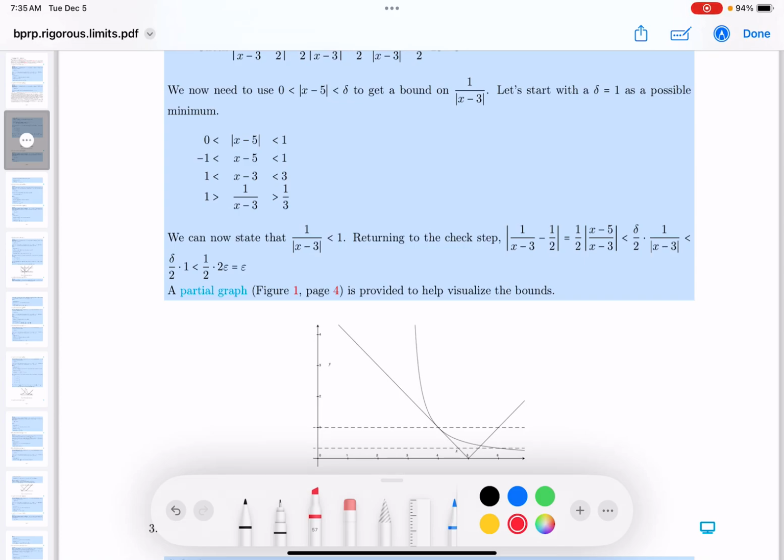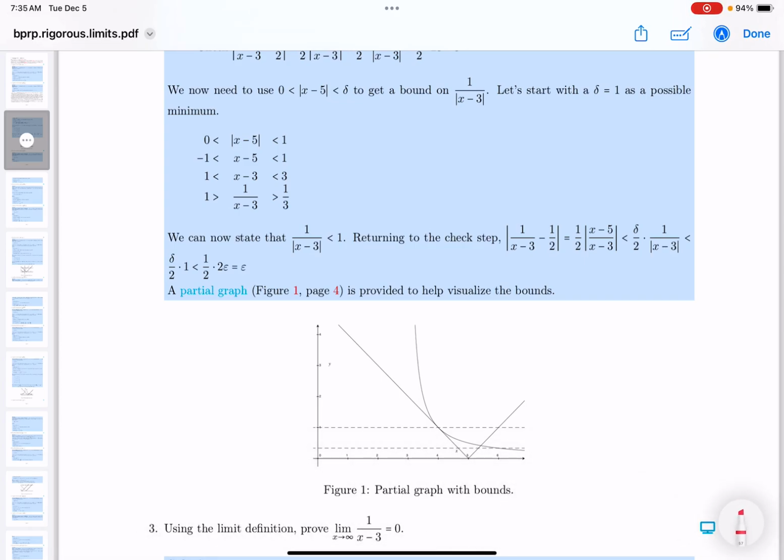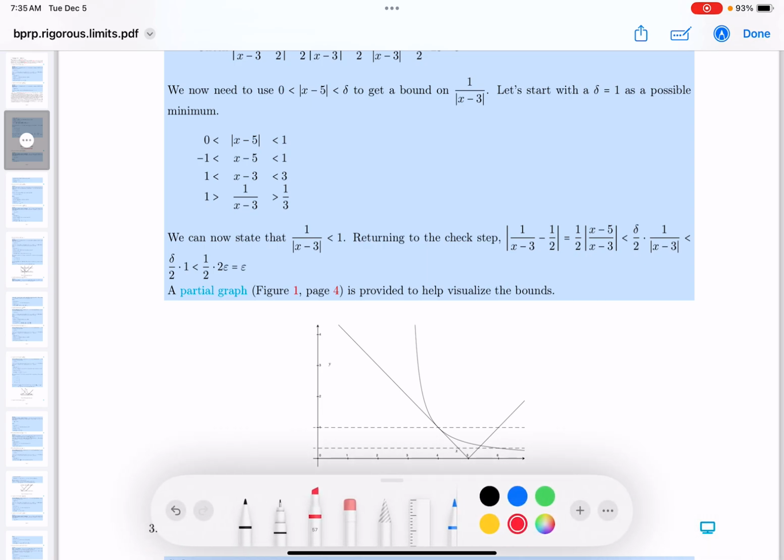Okay, I want to go through the visual of what I have over here, the partial graph with bounds, and we'll talk about that, all right? So the one thing I put down is I graphed out, let me write down what I'm graphing out over here. So this V-shaped curve is y equals the absolute value of x minus 5.